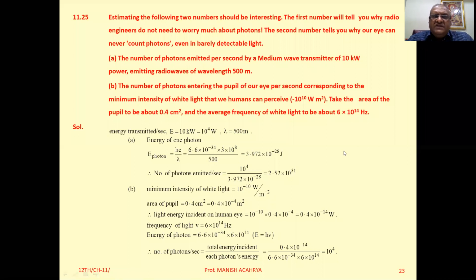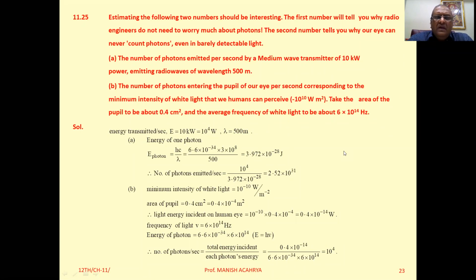11.25. Estimate the following two numbers. Should be interesting. The first number will tell you why radio engineers do not need to worry much about photons. The second number tells you why our eye can never count photons, even in barely detectable light.